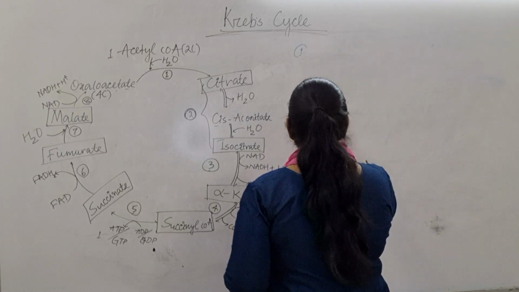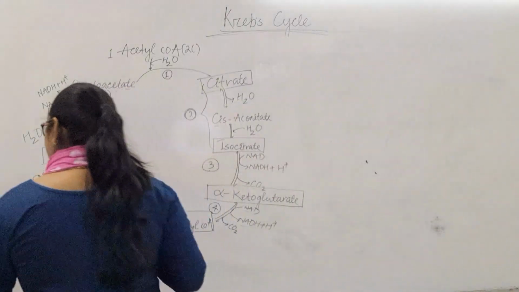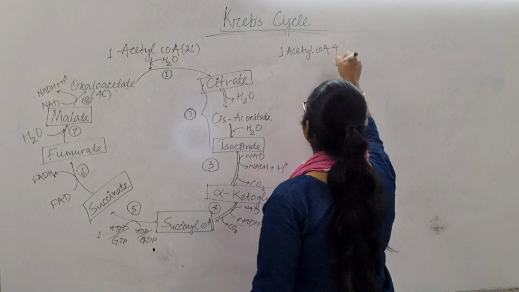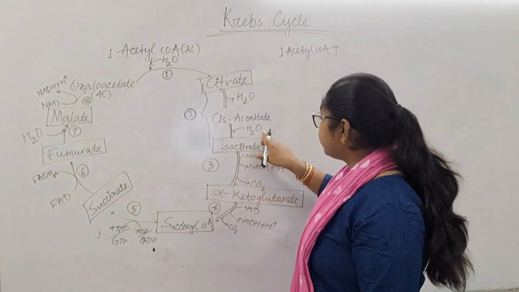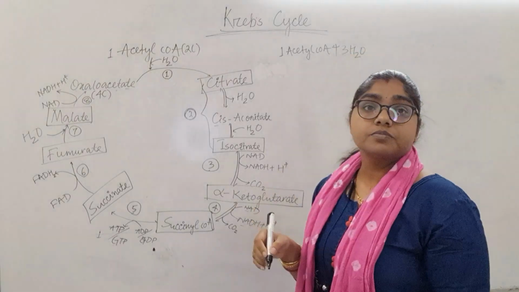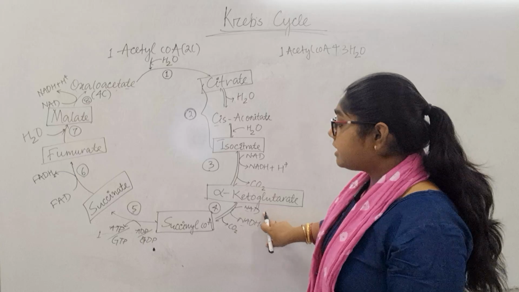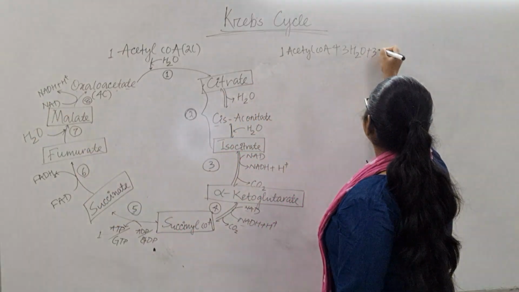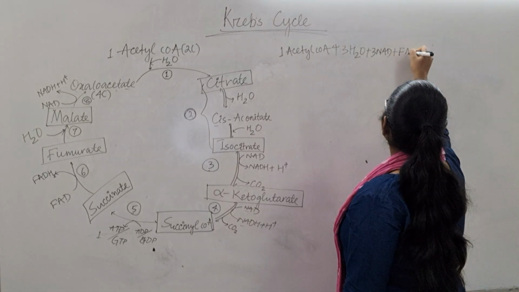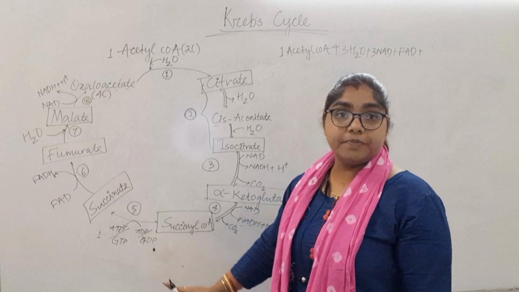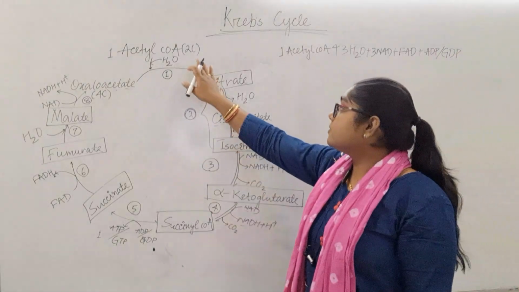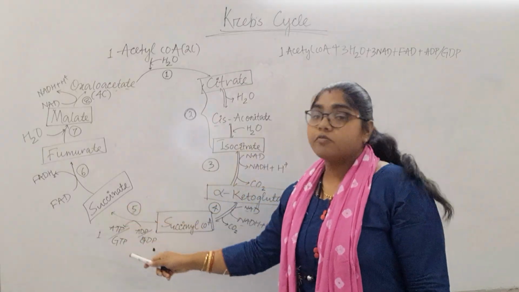So here we have discussed the Krebs cycle for one acetyl coenzyme. Okay, so the overall reaction is one acetyl coenzyme plus water molecules: there is one water molecule, a second water molecule, and here at the seventh step there is a third water molecule. That means 3 water molecules, plus 3 NAD, plus 1 FAD, plus 1 ADP or GDP. These are the substrates: 1 acetyl coenzyme, 3 NAD, 3 water molecules, 1 FAD, 1 ADP or GDP.